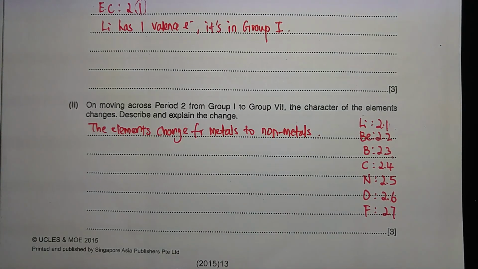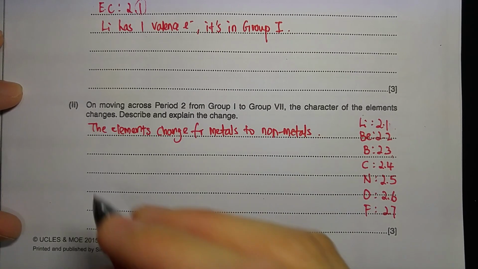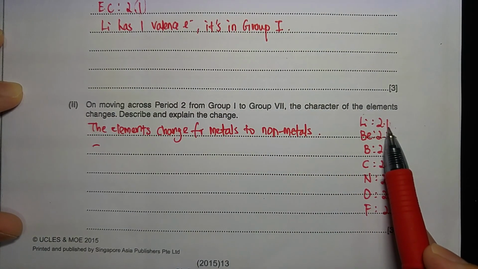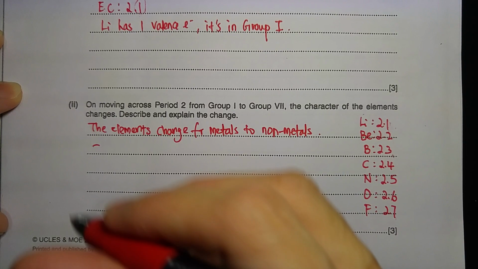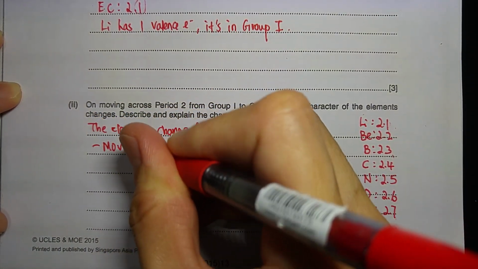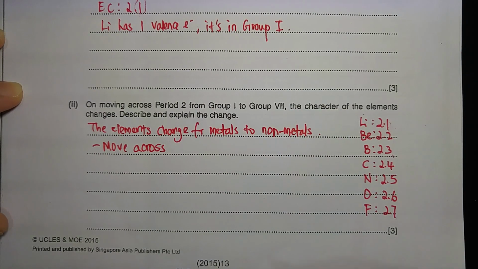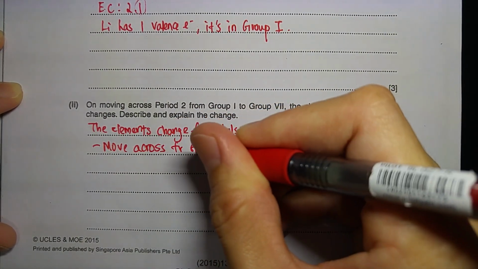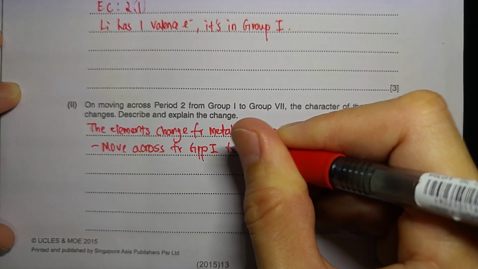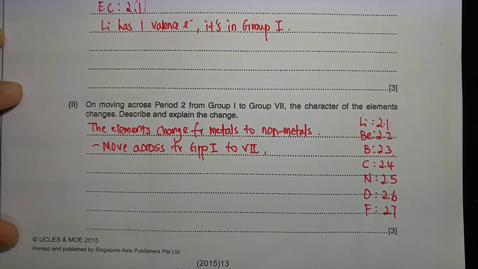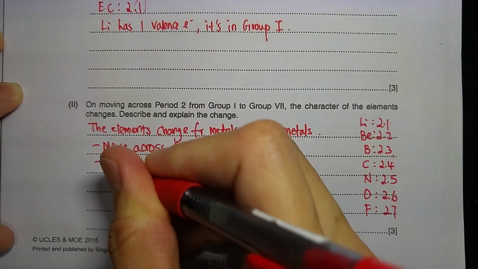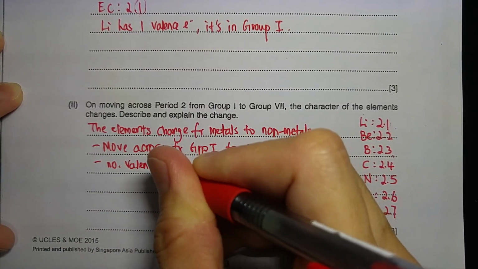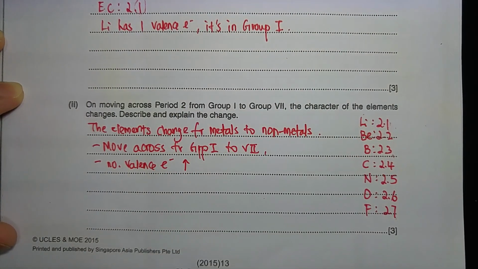But how do you explain? The explanation will be 2 marks. Moving across from left to right, what changes can you see? If you move across from group 1 to 7, the number of valence electrons changes. I'm going to write it in point form. The number of valence electrons increases.